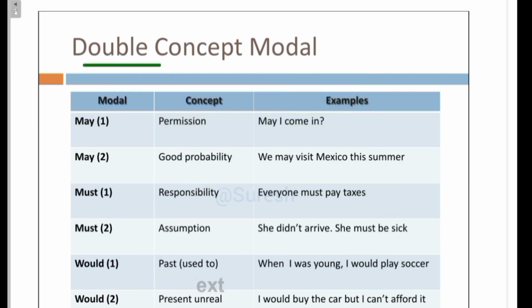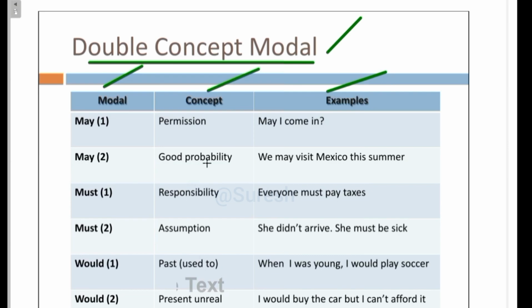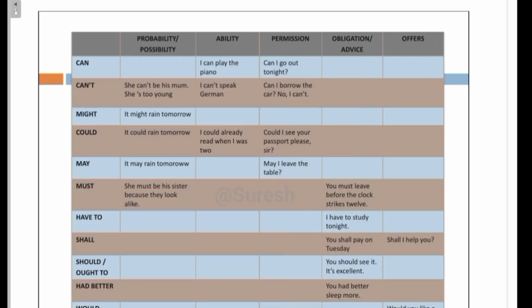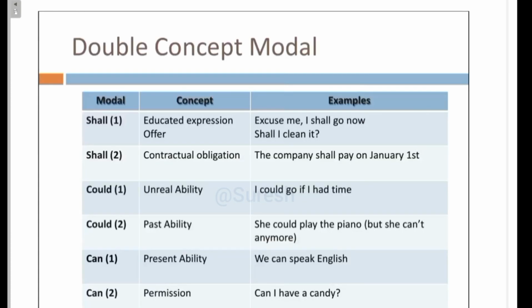So I hope you understood what the double concept modals are and what their concepts are. But even if you have a doubt, please ask me in the comment section. I will surely reply to you. Okay, clear? There are some more double concept modals, and you have to see them once again, not only those three which we have seen.